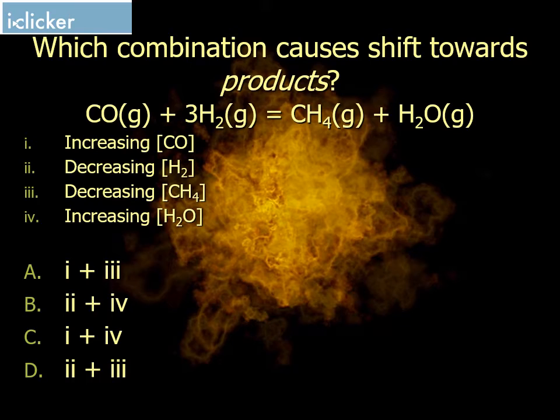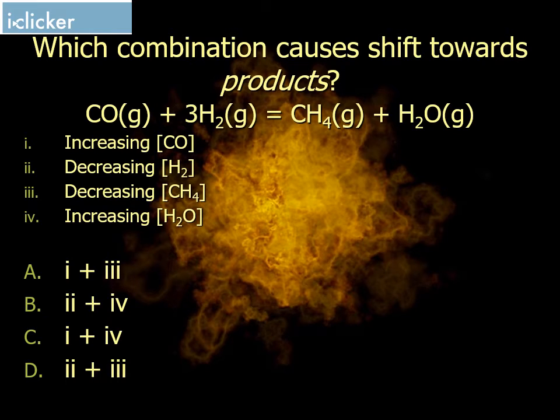So then here's an equilibrium expression, so there are 4 changes illustrated there. Which combination would result in the shift towards the products from left to right? So there are 4 possible answers.